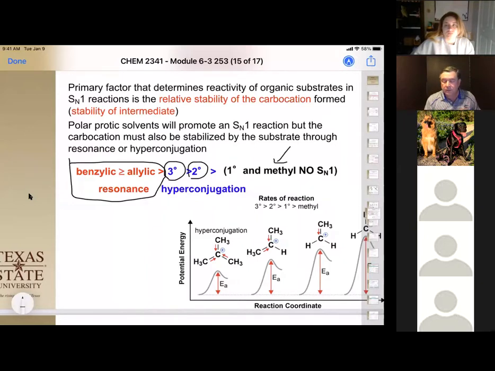And primary and methyl almost never do SN1 reactions. It's very hard to form the primary and the methyl carbocation in a solution, so you can only do it in the gas phase. If you have a primary alkyl halide, it's not going to do SN1. If you have a methyl halide, it's not going to do SN1. But the benzylic and allylic ones are more likely to do an SN1 reaction because of that stability.